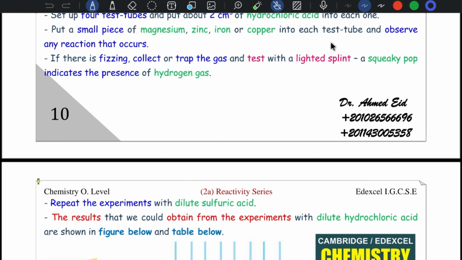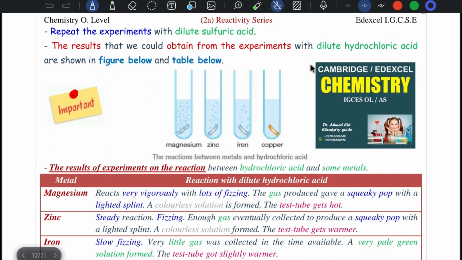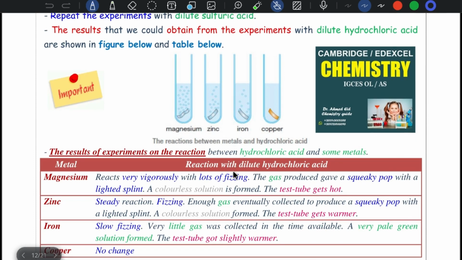As you can see, fizzing. If fizzing occurs, collect or trap the gas and check it with a lit splint. It gives a squeaky pop because it's hydrogen gas. Repeat the experiment with sulfuric acid. It's not the part he's asking about. So as you can see, magnesium is more reactive than zinc than iron. We can find this from the bubbles of the gas. Magnesium, as you can see, reacts vigorously, a lot of fizzing, and the gas produced gives a squeaky pop because it's hydrogen gas, and the test tube gets hot.